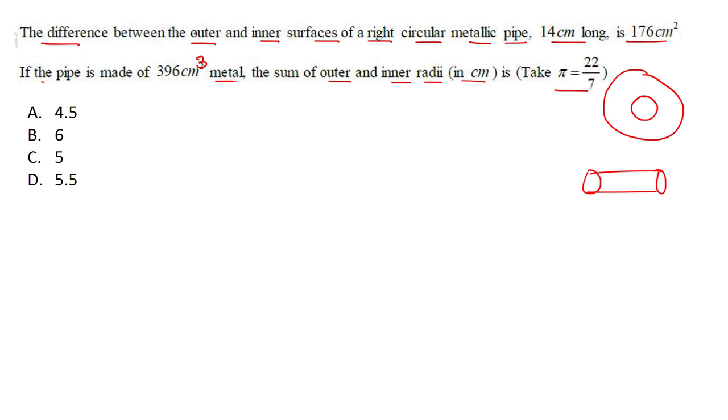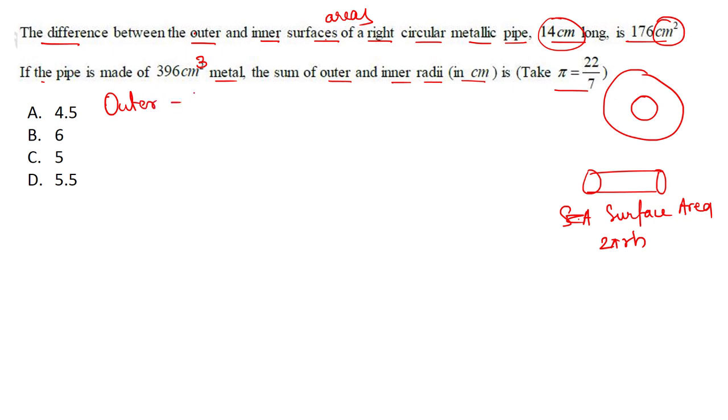So outer and inner surfaces, the difference between outer and inner surfaces is given in centimeter square. That means they are talking about outer and inner surface areas. Surface area of a cylinder is given by 2 pi r h, where h is the height, which is the length over here, and r is the radius. So, outer surface area minus inner surface area, that we have to find out.